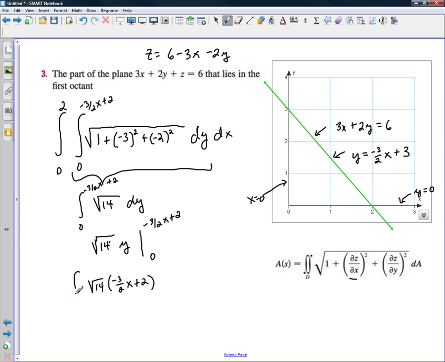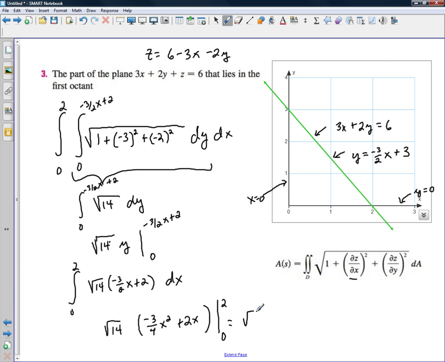And then we're going to come back at it and integrate again, with respect to x. So maybe I kick that radical 14 out front. And I'll have negative 3 over 4 x squared plus 2x with an upper limit of 2 and a lower limit of 0.